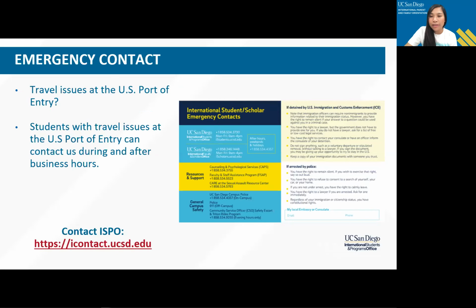Now, prior to travel, in addition to having all of their documents in order, it's also important for your student to know how to contact ISPO in the event they encounter any issues at the US port of entry. This International Student Emergency Card shown here on the screen is available for download on ISPO's website. The website is right there, icontact.ucsd.edu. They can also stop by our office once they're on campus and they can pick up a printed copy that conveniently fits right into their wallet, so they always have it with them.